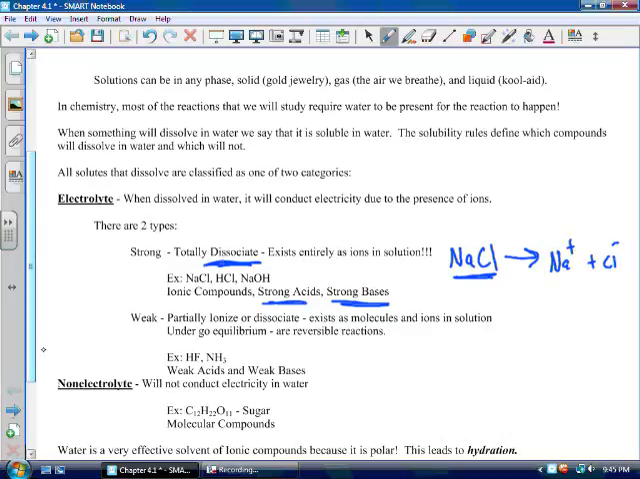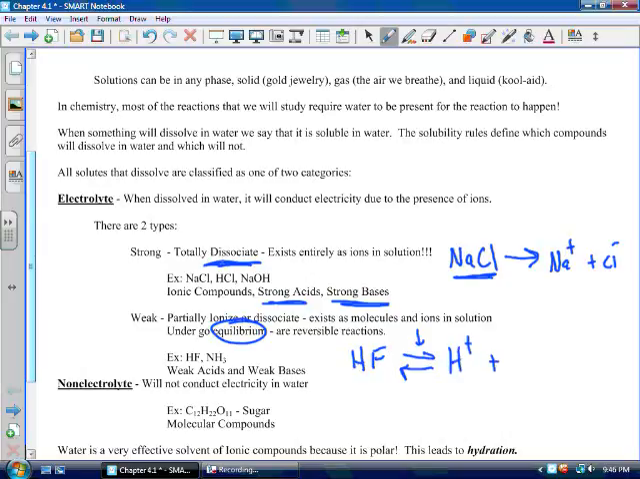For example, hydrofluoric acid is a weak electrolyte. It's an acid, but it's a weak acid. The way we represent its dissociation is with a double arrow. This symbol represents equilibrium. So when you see a double arrow like that, what that means is some things are breaking apart, going to products.